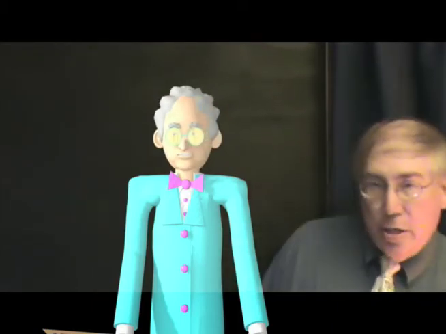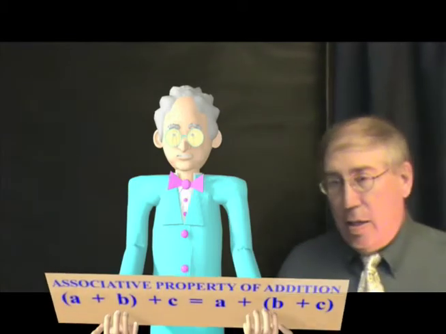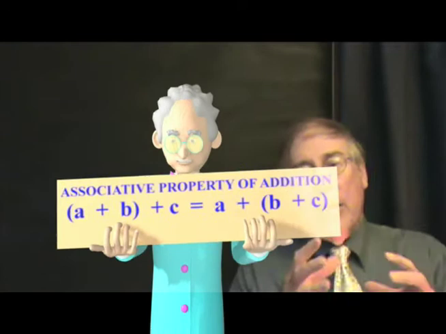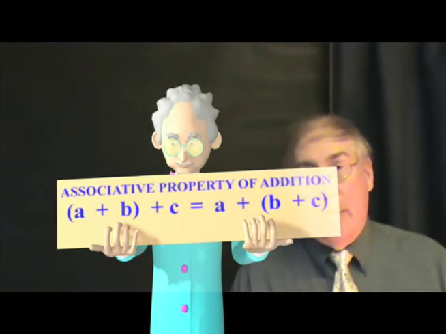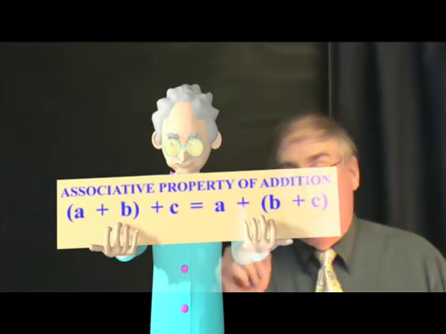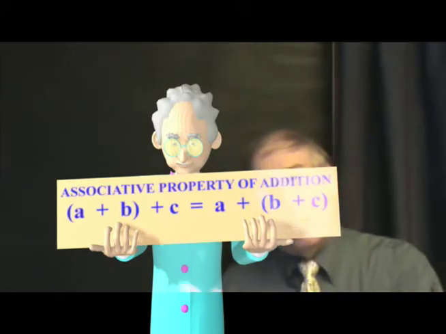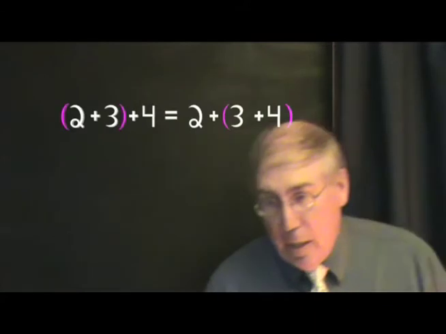Professor, I want you to raise the sign on this one here. The associative property of addition. Let's say that we have three numbers this time represented by A, B, and C. It says we can group them differently and still come up with the same sum.